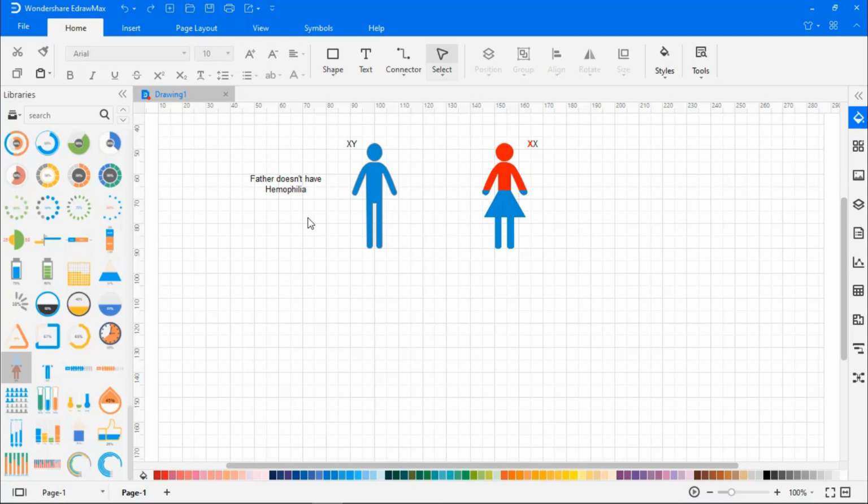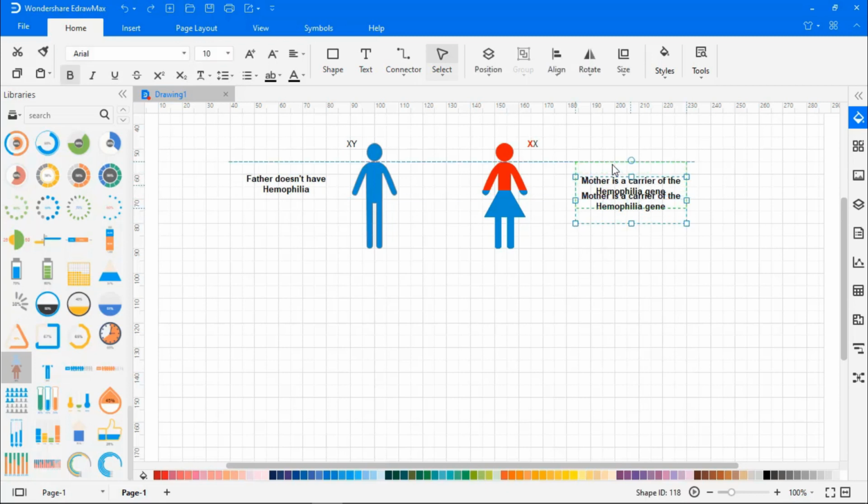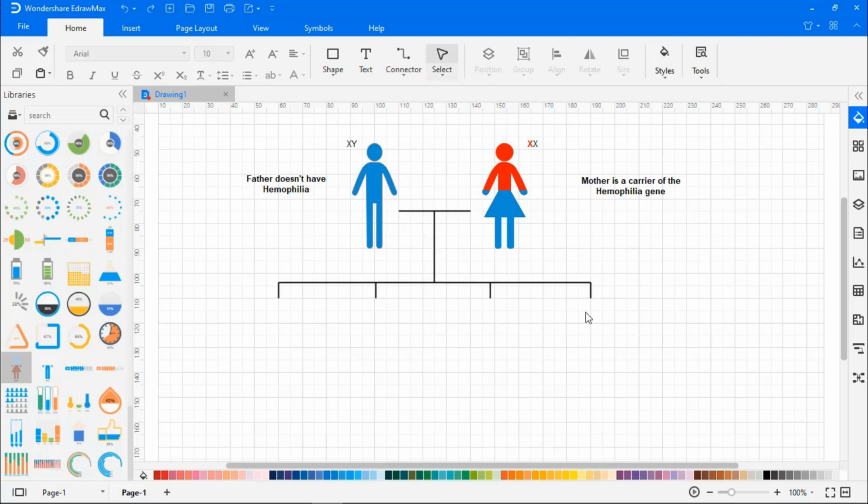In this image, the father is normal and the mother is a carrier of the hemophilia gene. Now, they get married and have 4 children. Say the first son receives a normal X gene from the mother and Y gene from the father. Males always receive only the Y gene from the father.